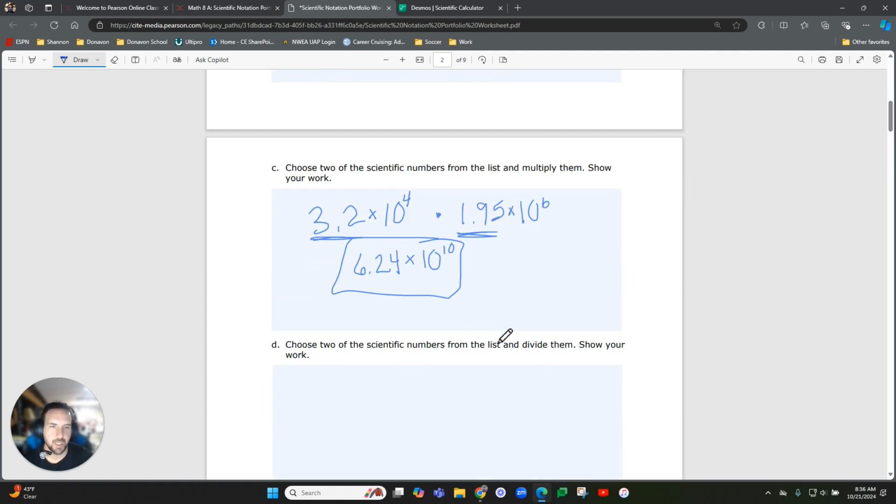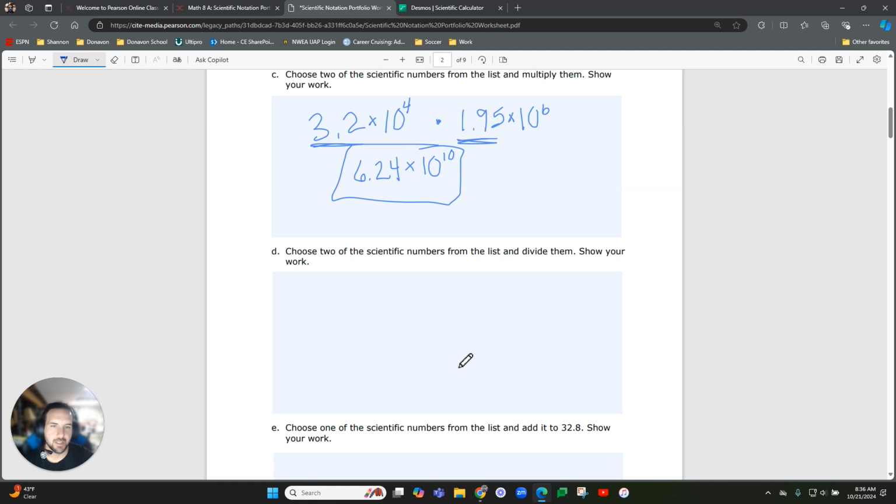And just to stick with the theme, we're going to use those same numbers again, only this time I'm going to switch them. So I'm going to use 1.95 times 10 to the 6th. You'll see why I did that in just a second. Divided by 3.2 times 10 to the 4th. So with this, we have to subtract the exponents. So 6 minus 4 would be 2, whereas if I did 4 minus 6, I'd have negative 2. And I want to keep that exponent positive. Okay, I guess it wouldn't have mattered. Oh well, we're going to go with it.